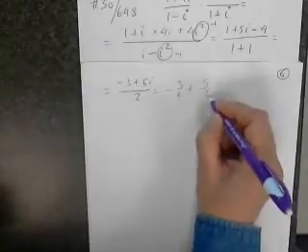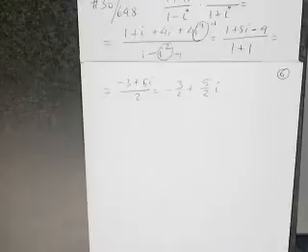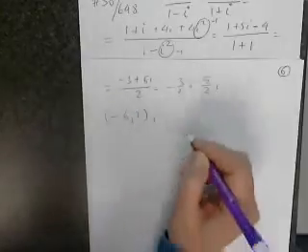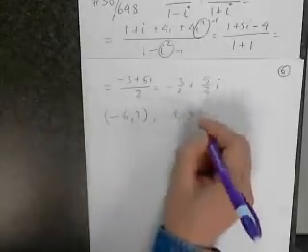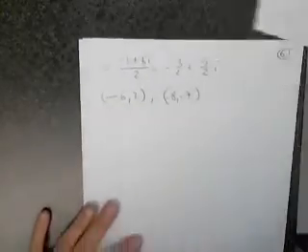Plus 5 halves i. Good. Let's find the distance and the midpoint. Let's say the points are (-6, 3) and (-8, -7). We want to find the distance and the midpoint.